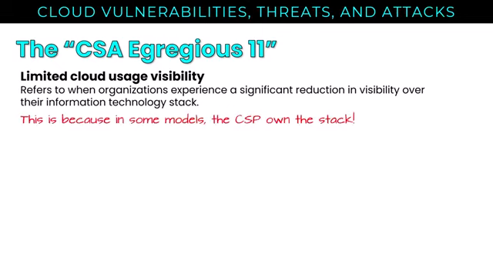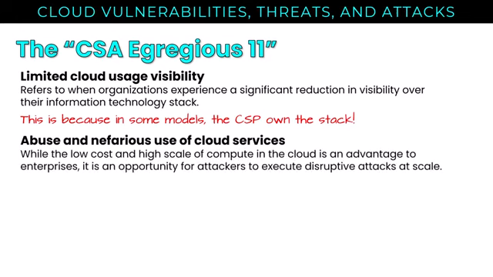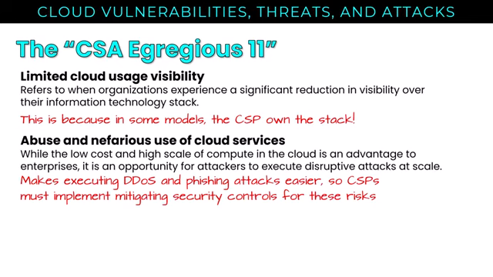Now, this is because in some models, the CSP owns the stack, so visibility is limited by design and by responsibility. And finally, abuse and nefarious use of cloud services. Now, while low cost and high scale of compute in the cloud is an advantage to enterprises, it's also an opportunity for attackers to execute disruptive attacks at scale. This makes executing DDoS and phishing attacks easier, so CSPs have to implement mitigating security controls to address these risks.